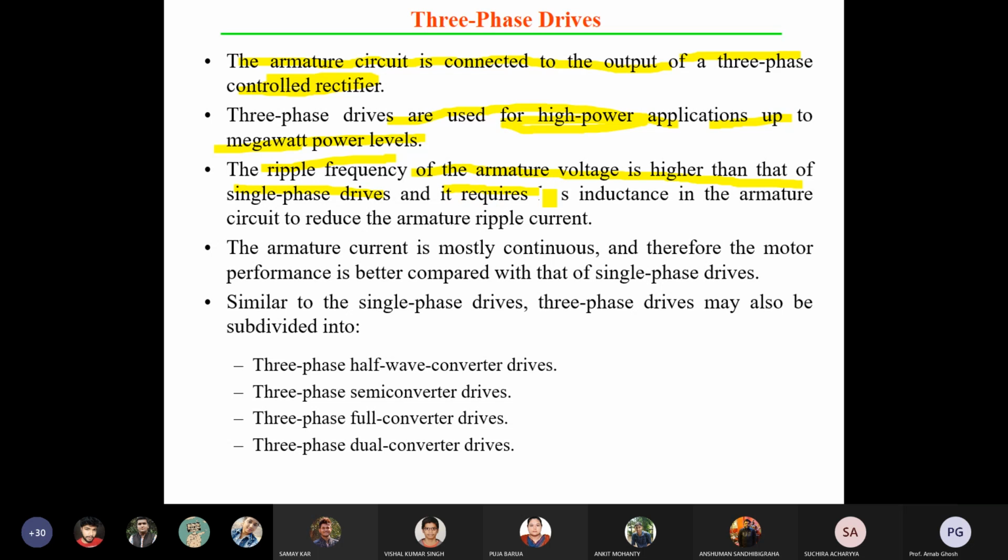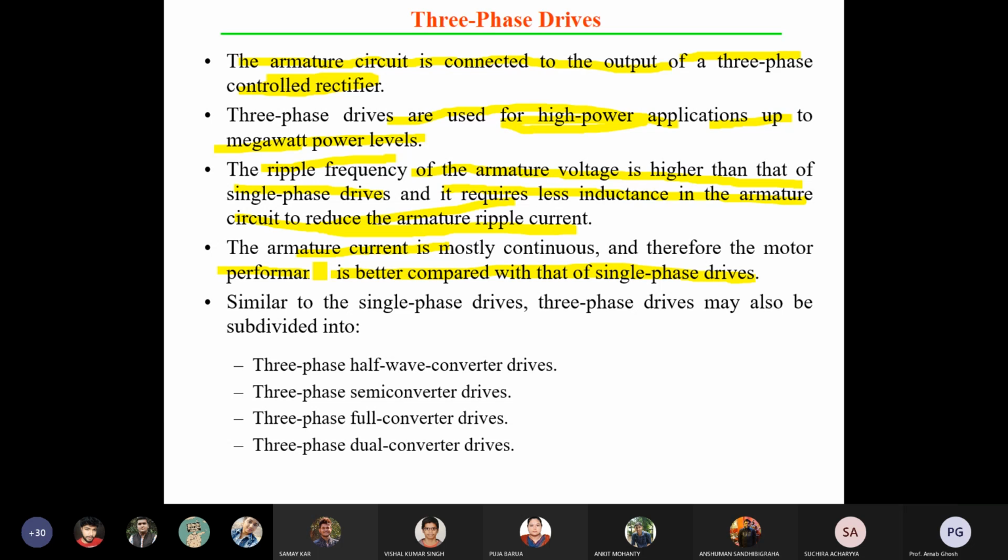Okay, it requires less inductance of the armature circuit to reduce the armature ripple current. The armature current is mostly continuous, and therefore the motor performance is better compared with that of the single phase drives. So you know that the motor performance is automatically better. Basically harmonics are less, and performance indices are better. That is another important thing.